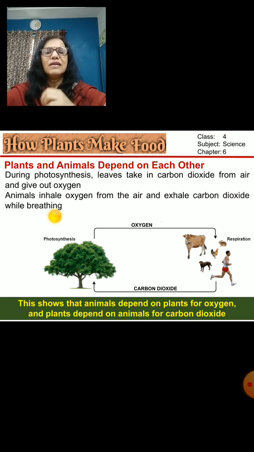You can see in the picture, in the presence of sunlight, the plants make their food, and then oxygen is released, which is taken up by the animals. In the inhalation process, we need the oxygen, and when we exhale, we give out carbon dioxide, which is again taken up by the plants, so that they can also benefit from the animals, and we also get benefits from the plants. So this shows that animals depend on plants for oxygen, and plants depend on animals for carbon dioxide. This is how they depend on each other.